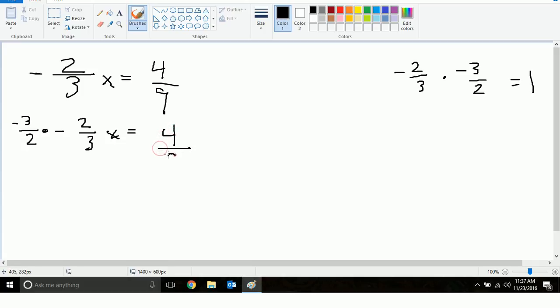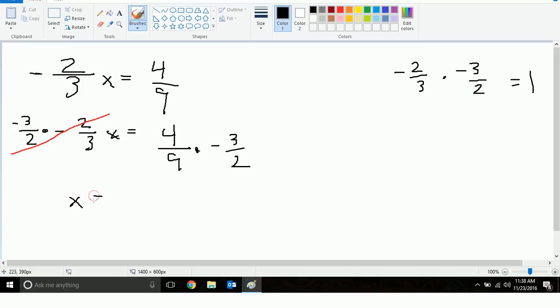Got to do the same thing to the other side. So we're multiplying this times negative 3 halves. This is also going to be a negative 3 halves. Okay, we know that those are going to cancel. Get rid of, I'm going to do it in red. I'm determined. Those are going to cancel out and just leave us with x over there.